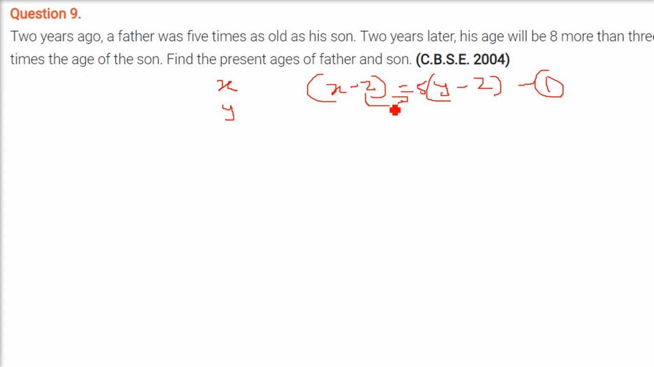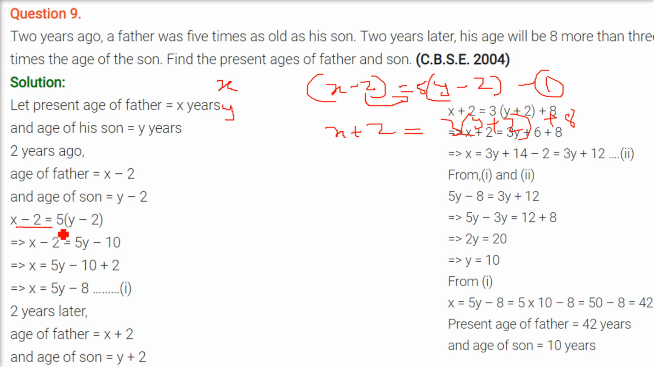2 years later, that is x plus 2 and y plus 2, because both will have 2 years added to their age. So 2 years later, his age will be 8 more than 3 times the age of son. Now we equate this. This is our first equation: x minus 2 equal to 5 times y minus 2, that is x equal to 5y minus 8. And second equation is x plus 2 equal to 3 times y plus 2 plus 8. So the equation is x equal to 3y plus 12. Just solve for x and y. You will see x will be equal to, that is father's age will be 42, son's age will be 10.